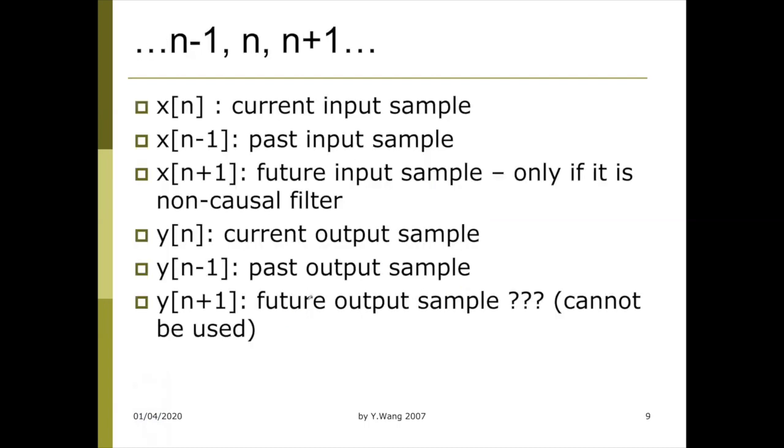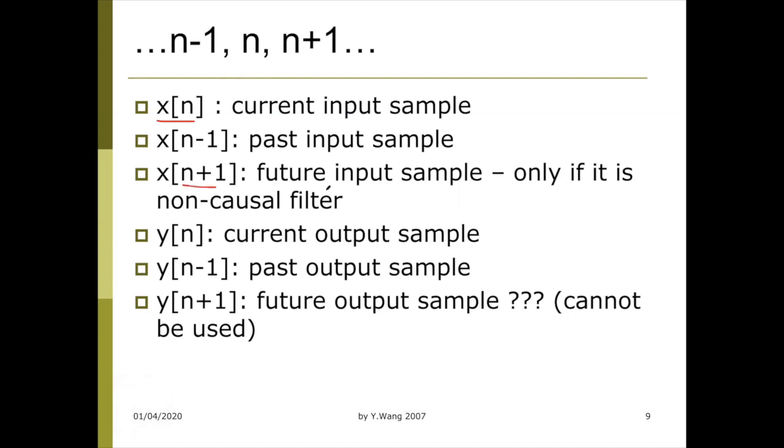So here we summarize the syntax we use to construct the filter structure, and there are also some important concepts we need to apply in practice. xn represents the current input value. n minus 1 means past input samples. You can have n minus 2, which is two samples ago. And n plus 1 is the future input sample.